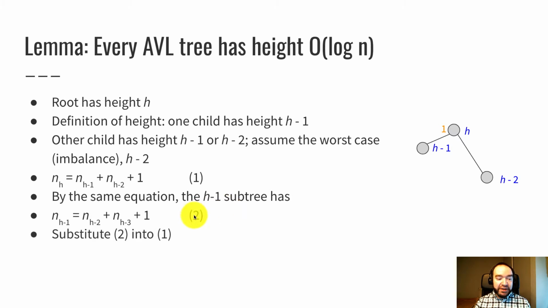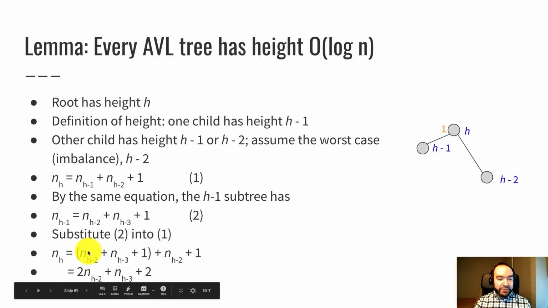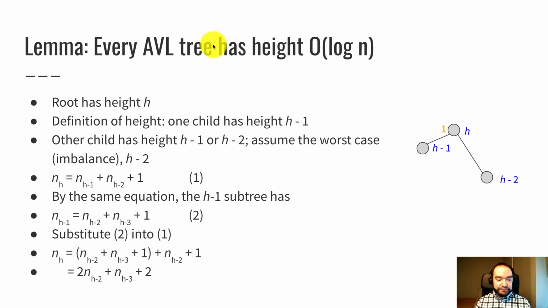Substitute equation 2 into 1. So what I'm going to do is take this whole equation, substitute that into the n(h-1) term of equation number 1. And what we get is n(h) is all this stuff. So n(h) is n(h-2) plus n(h-3) plus 1 plus the n(h-2) plus 1 terms. And we can do a little bit of algebra to combine like terms, and we get that n(h) is 2 n(h-2) plus n(h-3) plus 2.